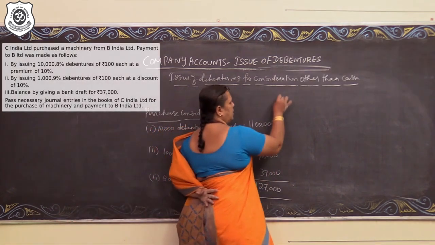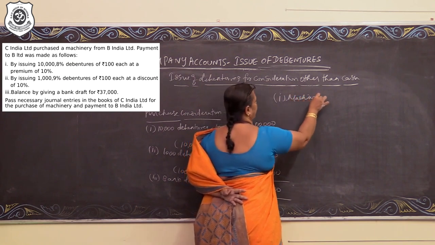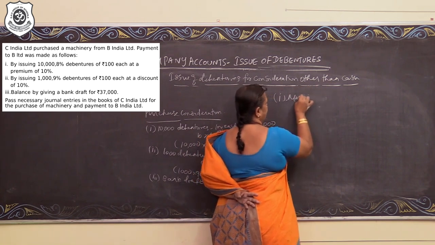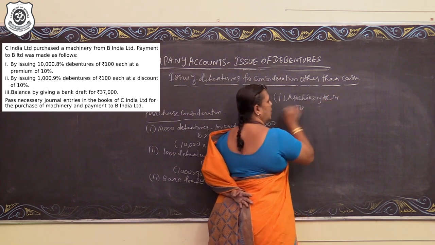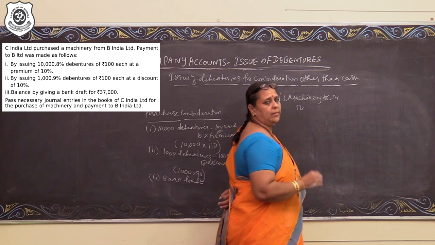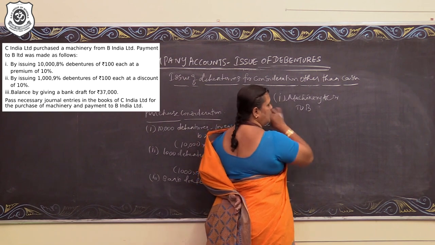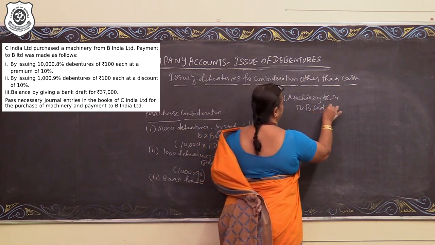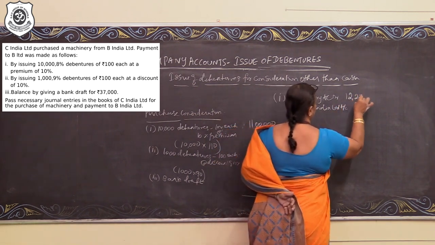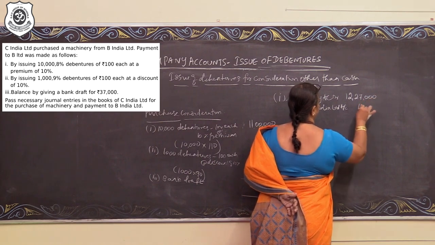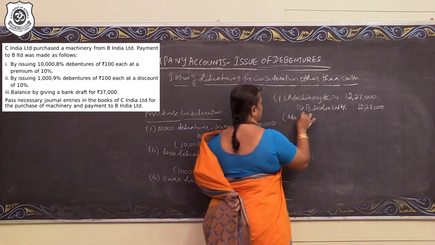So, now coming to journal entries, entry number 1 will be machinery account debit, machinery account debit to vendor account. Now, who is the vendor? Vendor is the one who is selling the asset. So, B Limited is the vendor. B India Limited, 12 lakh 27,000. Machinery purchased.